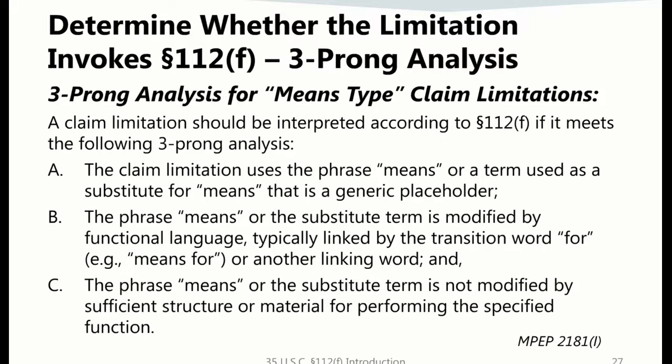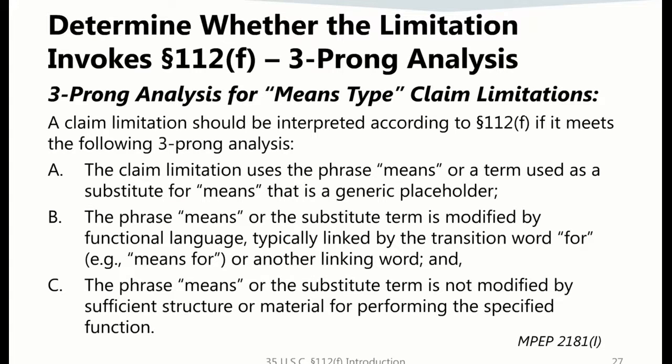A claim limitation should be interpreted according to 112(f) if it meets the following three-prong analysis for means-type claims. Prong A requires the claim limitation to use the phrase "means," or a term used as a substitute for "means" that is a generic placeholder.